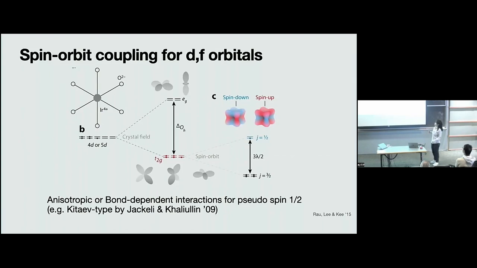So spin-orbit coupling is a relativistic effect for the electrons that couples the orbital momentum and the spin momentum. And in atoms with a large atomic number, spin-orbit coupling strength is enhanced. So for example, in transition metal compounds where the active orbitals are 4d or 5d orbitals, the crystal field will first split the electron wave function into two sets of representations, eg and t2g orbitals. And further, we can include spin-orbit coupling. The t2g orbitals will be split into two sets of states characterized by the total angular momentum 3/2 and 1/2 respectively.